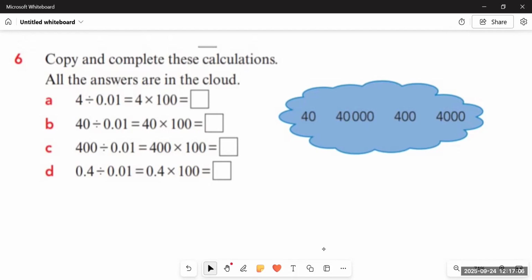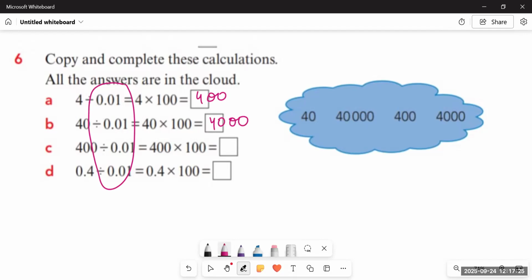And in question number 6, we have to do the same here. In all these cases, it's dividing by 0.01. So we basically have to multiply all of these numbers, that is 4, 40, 400 and 0.4, with 100. So when we multiply 4 with 100, it's 400. 40 multiplied by 100 is 4,000. 400 multiplied by 100, there are two zeros becomes 4 zeros, so it's 40,000. And 0.4 into 100 is basically you have to move the decimal 2 places forward and it becomes 40.